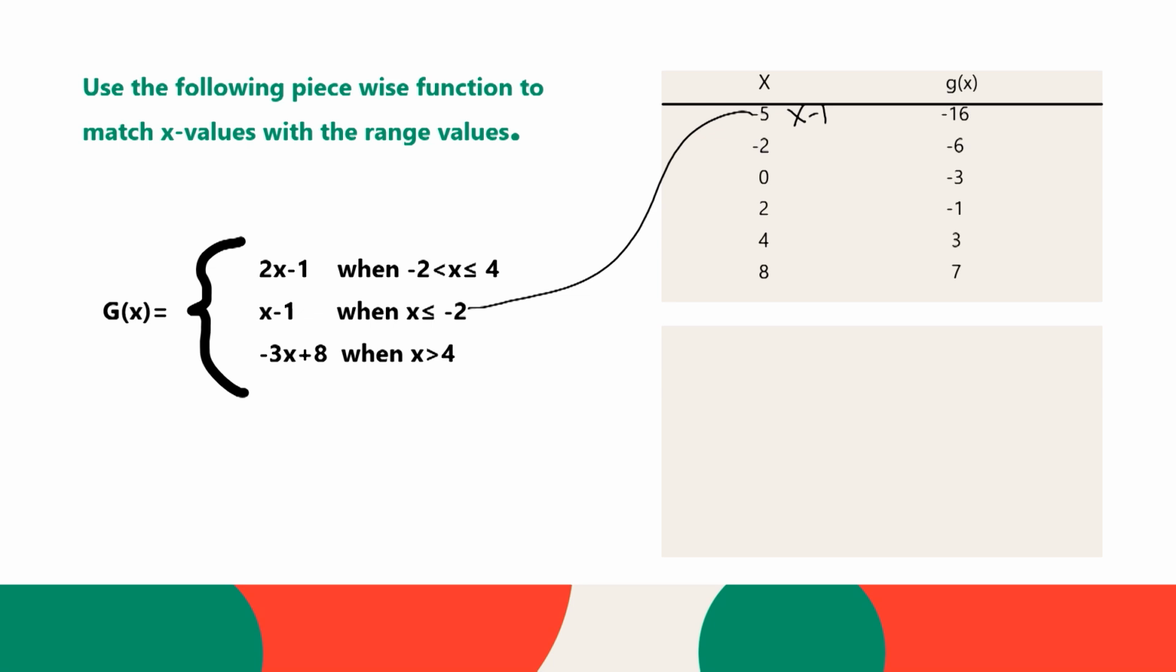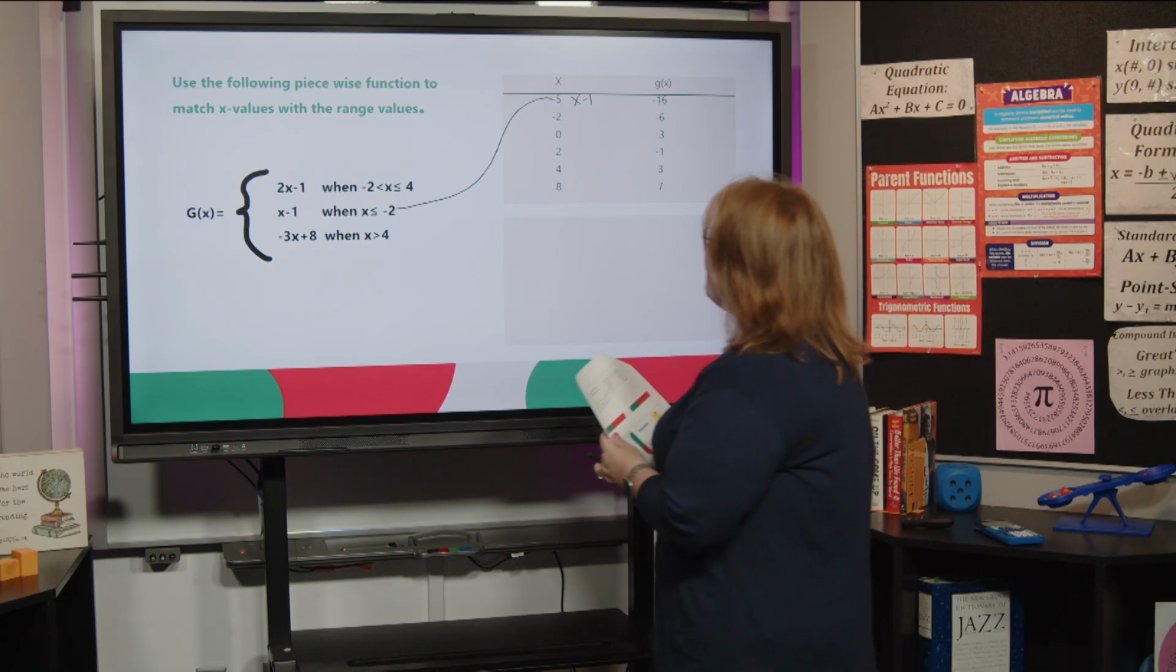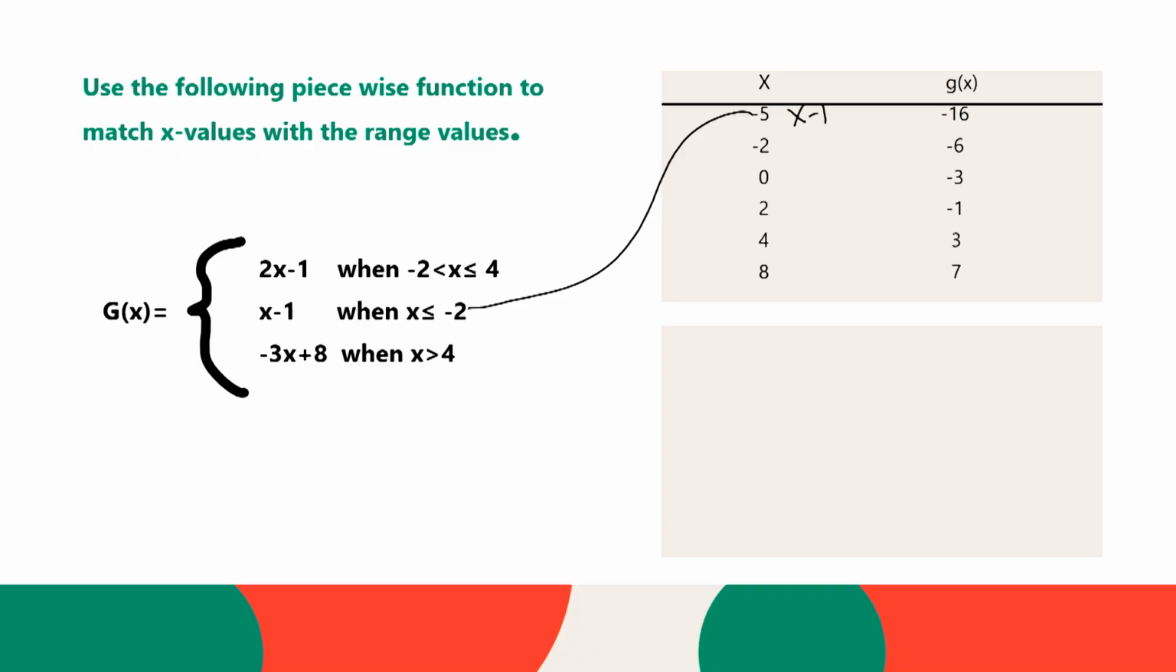All right, so now that you've had time, let's see if my work looks like your work. So here we go. So I have negative 2. I can equal negative 2, so I am going to use my x minus 1. All right, so when my x is 0, where would that be? My x is 0, it's going to lie between negative 2 and 4, so I'm going to use 2x minus 1. So when I have 2, when my x is 2, where does that come in? It is between negative 2 and 4, so I'm going to use 2x minus 1.